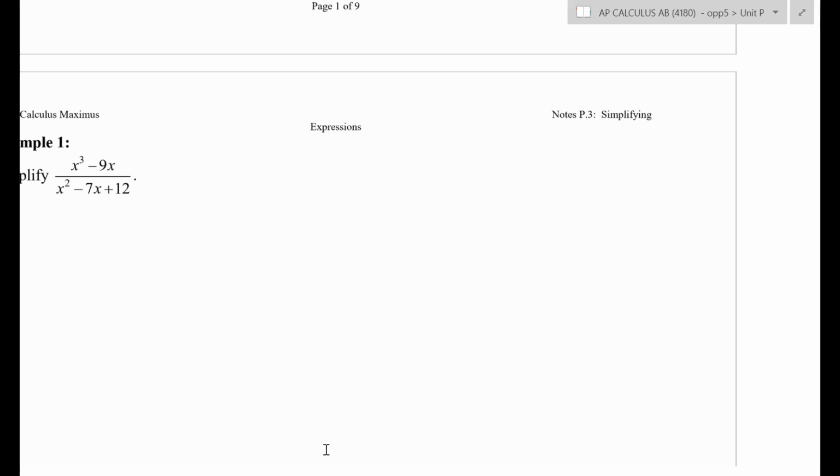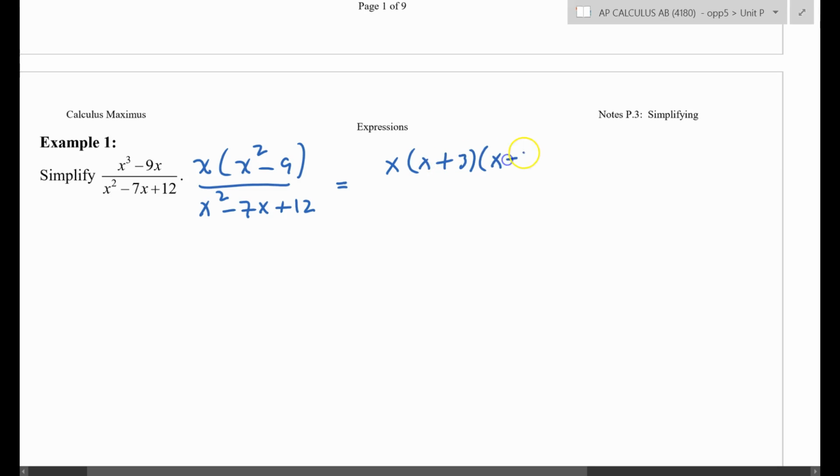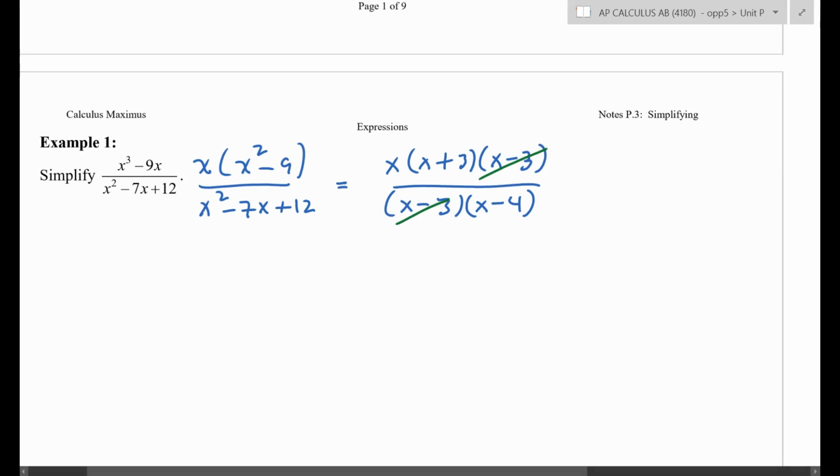So if I give you one like this, pretty simple example, we would take an x out, because we know that GCF is our first step. And that would leave us with one of these on top. And the bottom being factorable itself is a trinomial. x minus 3 and x minus 4, right? And some things would reduce. So these x minus 3s would reduce, leaving me with this.